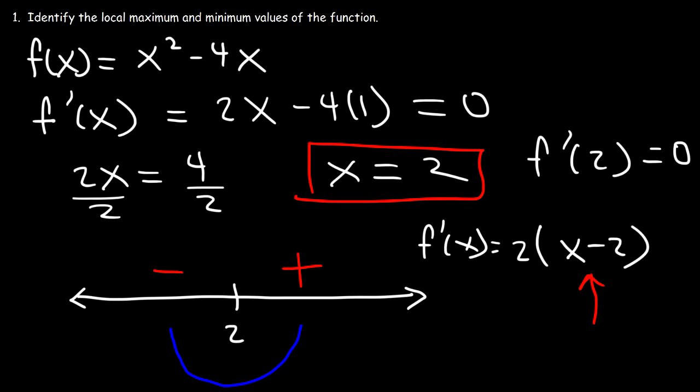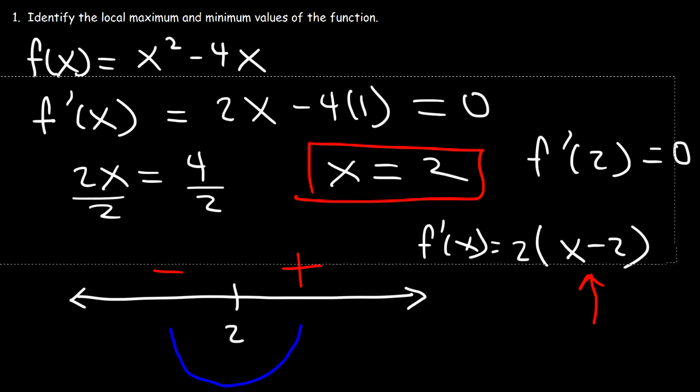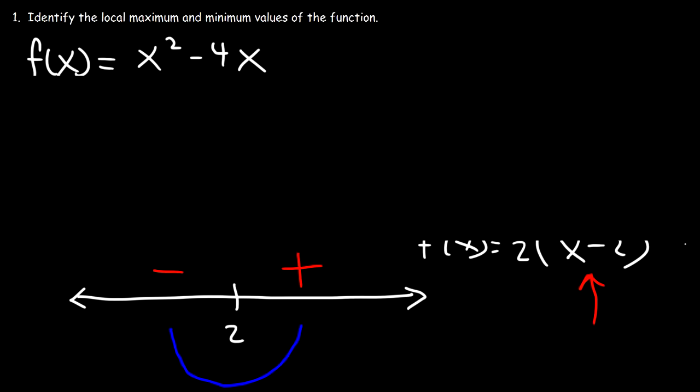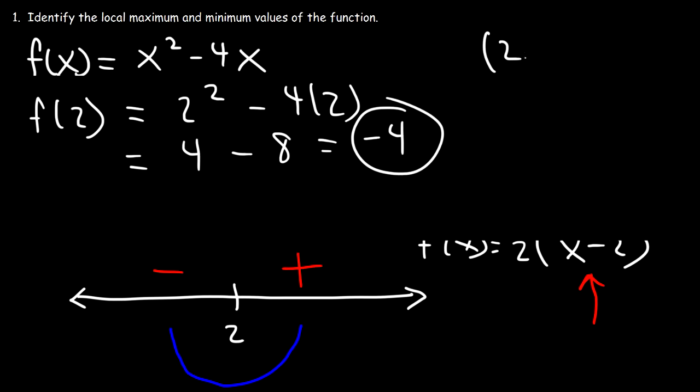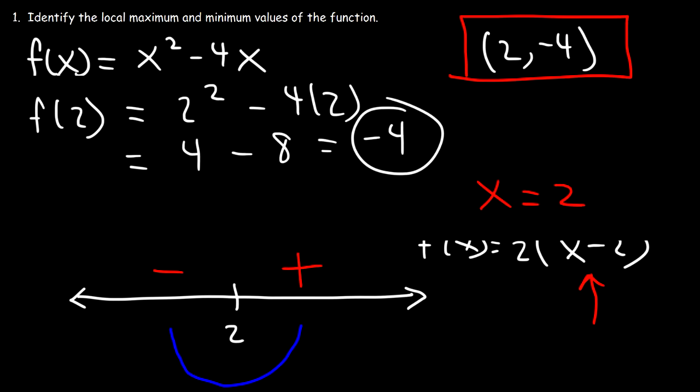Now, to actually find the local minimum value, we need to find the y-coordinate of the function. So let's evaluate f of 2. That's going to be 2 squared minus 4 times 2. 2 squared is 4, 4 times 2 is 8, 4 minus 8 is negative 4. So the local minimum value is negative 4. If you want to write your answer as an ordered pair, it's going to be (2, negative 4). So the local minimum is located at x equals 2, and the minimum value is negative 4.